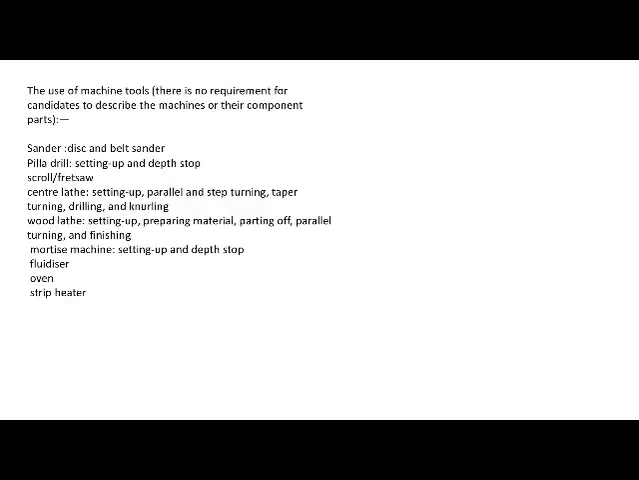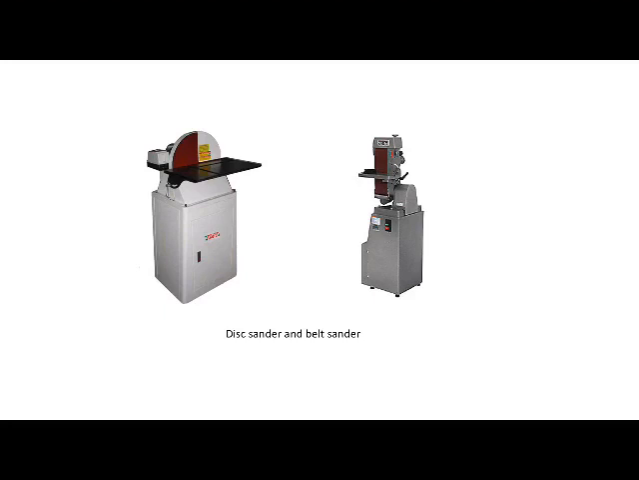So we have a list of common machines that you would find in the workshop, and these include sander, disc sander, belt sander, pillar drill, scroll saw, centre lathe, or sometimes called a metalworking lathe, woodworking lathe, mortise machine, the plastic dip, fluidizer, oven, and strip heater. So let's have a look at these machines individually.